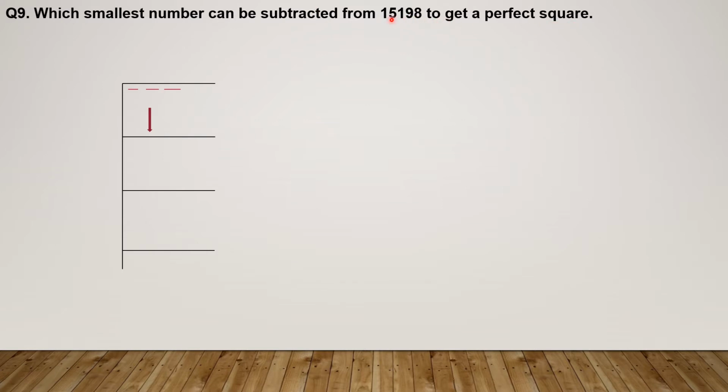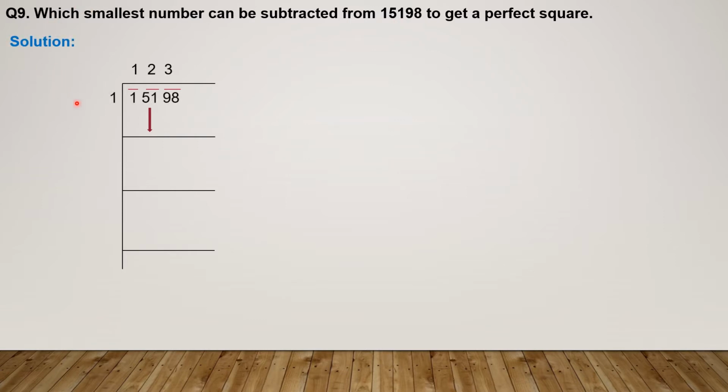Now students, this number is not a perfect square and the question is which number should be subtracted from this number to get it a perfect square. For this purpose, we have to find the square root of this number, and whatever the remainder is, that number must be subtracted from the given number to make it a perfect square. So let's find its square root.